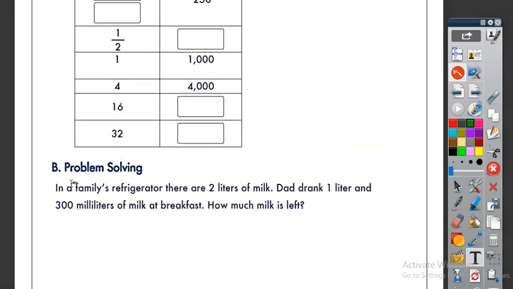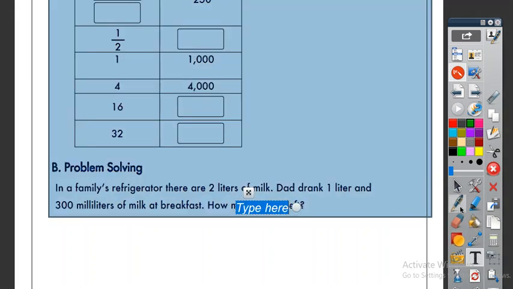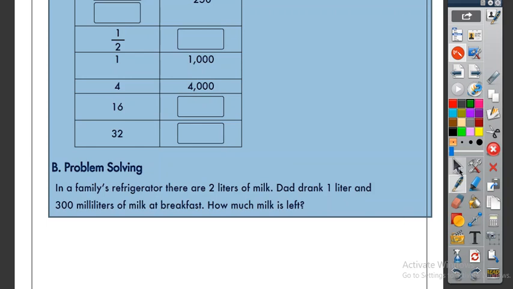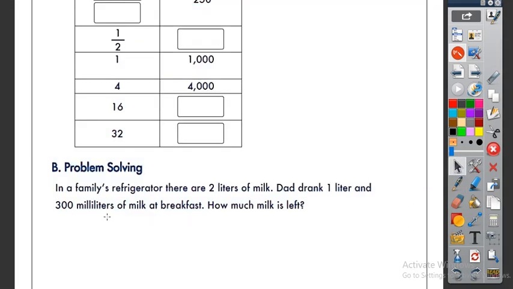Okay, problem solving, question B. In a family's refrigerator, there are 2 liters of milk. Okay, Dad drank 1 liter and 300 milliliters of milk at breakfast, mashallah. How much milk is left? Think. The refrigerator has 2 liters of milk. Dad drank 1 liter and 300 milliliters.